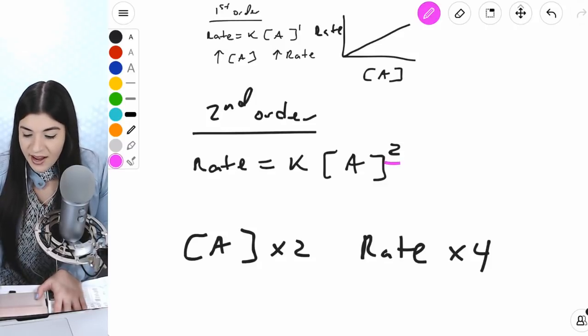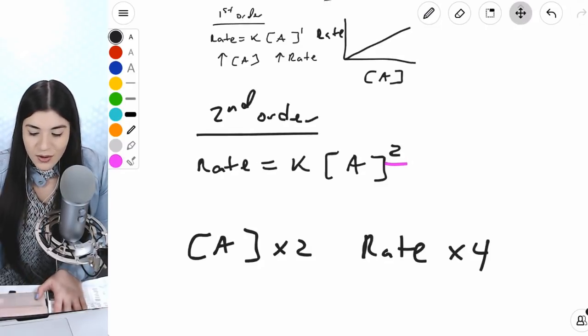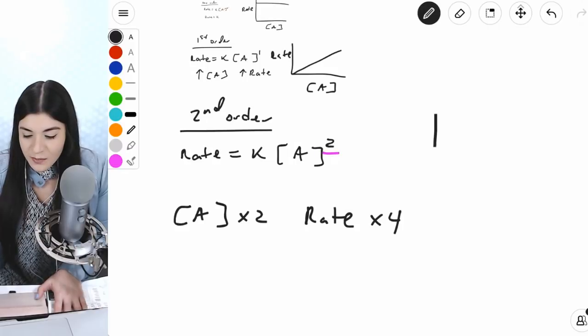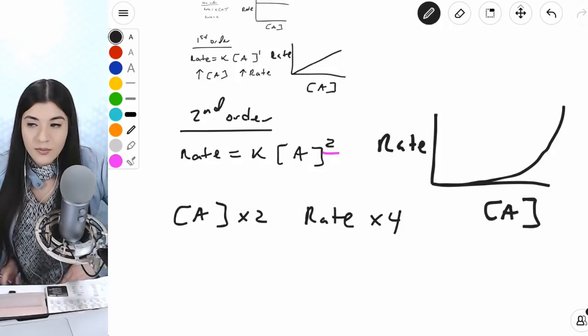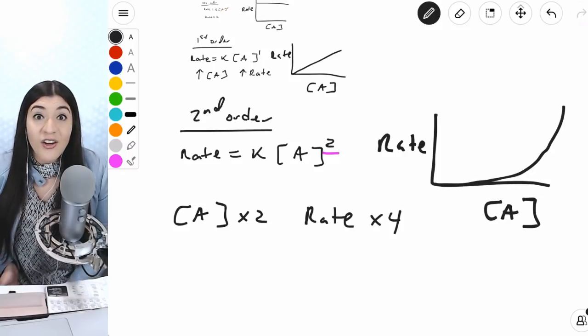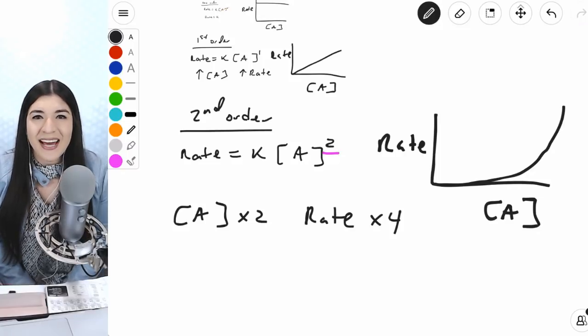Another little hint there is the fact that this is squared. So the graph is going to be an upward curve, increasing at a faster rate. Once again, this is our rate, and this is our concentration of our reactant. So those are all of the orders and all the graphs as well. Hope that makes more sense, Rebecca.